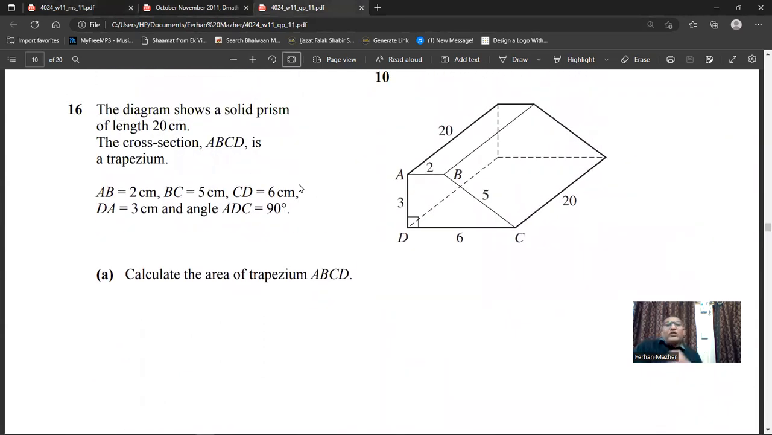Okay, here we have question number 16. The diagram shows a solid prism of length 20 centimeters. The cross section ABCD is a trapezium. AB is 2 centimeters, BC is 5 centimeters, CD is 6 centimeters, DA is 3 centimeters, and the angle ADC is 90 degrees. Calculate the area of the prism trapezium ABCD.